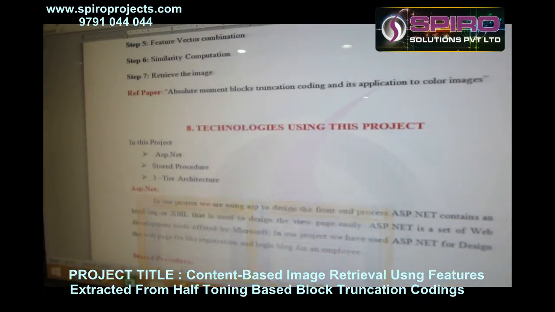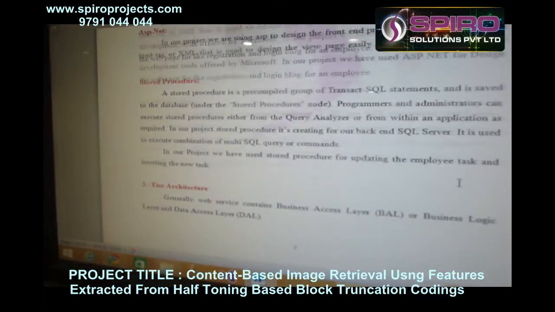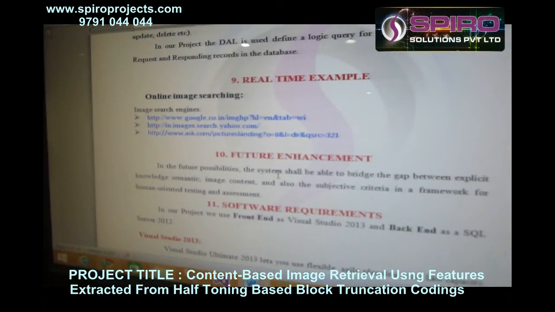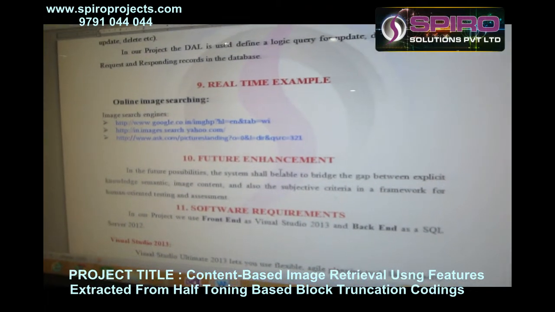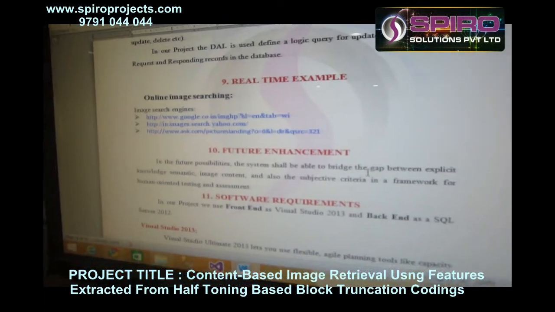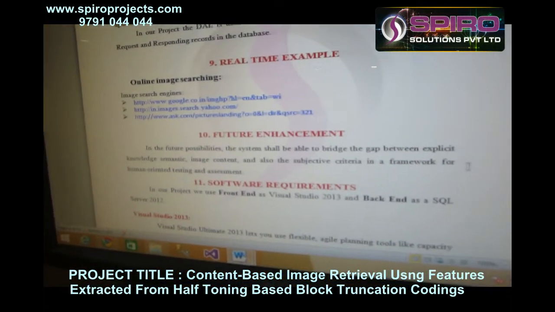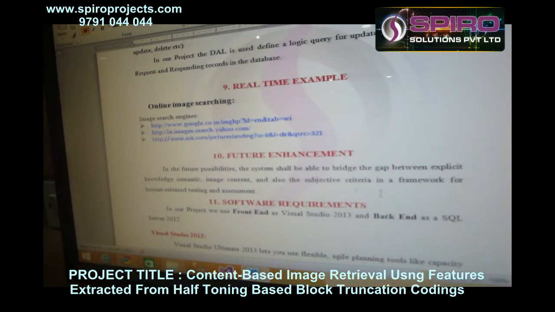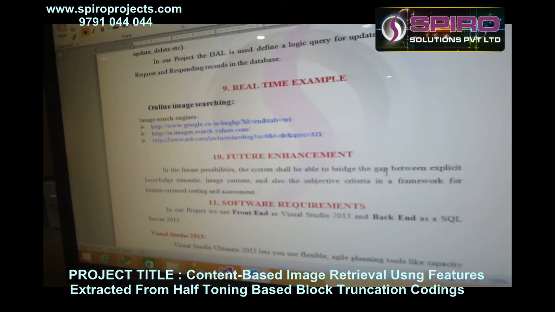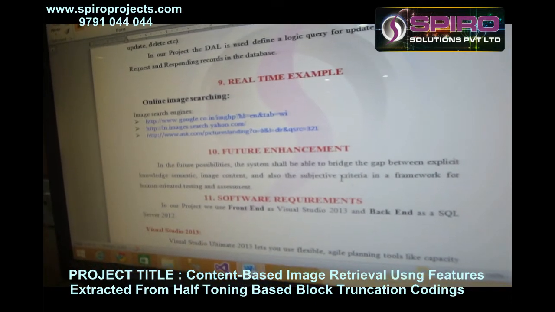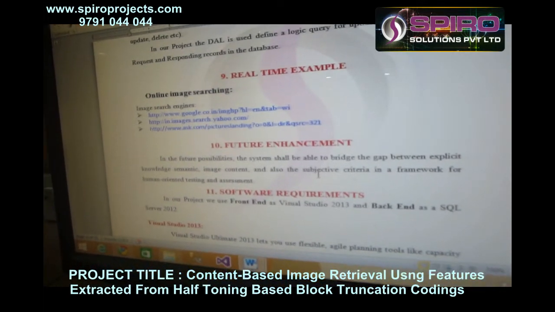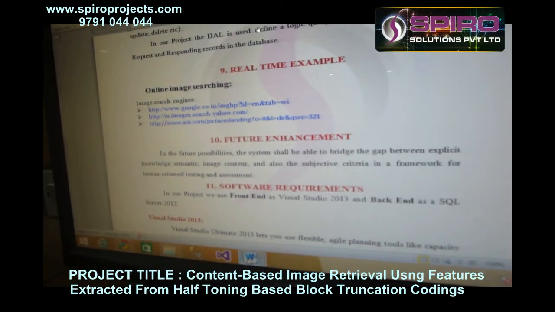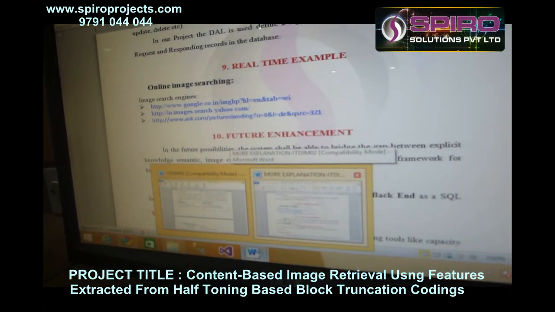Now for the future work. The future concept is that we can change the image quality in this project. Currently we can't change the quality of images, so we are going to provide the original images and quality images also.